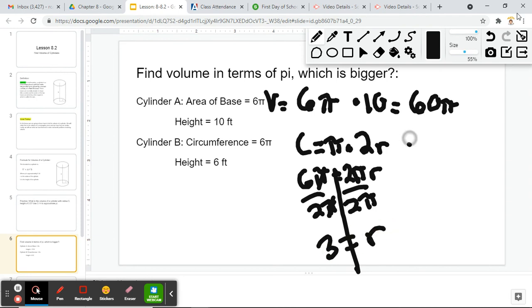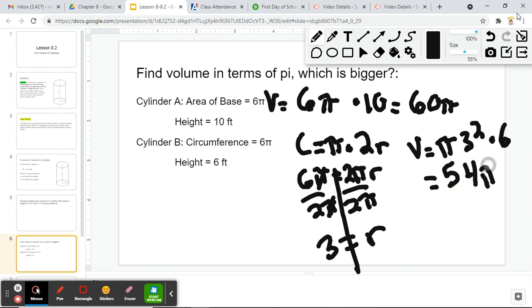Now let's plug this back into our formula here. Volume is equal to the area of the base times the height, or pi r squared h. So we have pi times 3 squared times 6, which is equal to 9 times 6, which would be 54. So 54 pi. So that means that cylinder A was larger because it had volume 60 pi.